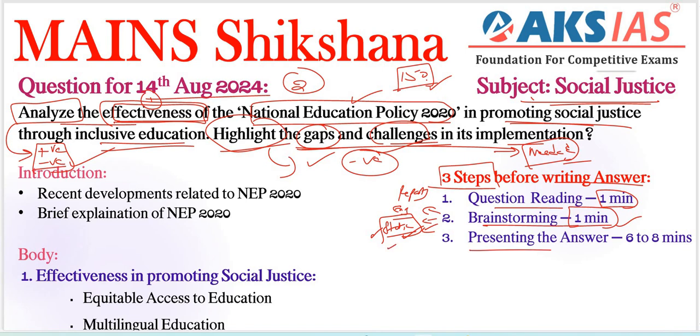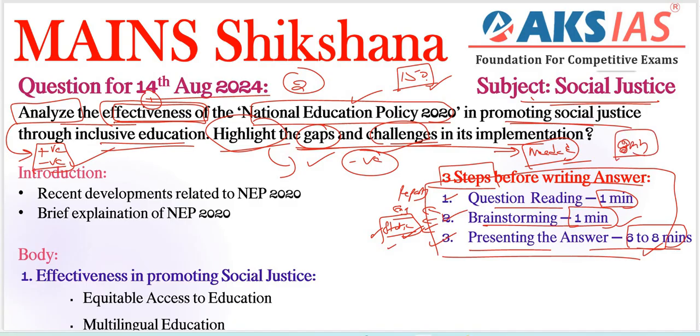Right? Next, presenting the answer. Here, the third step. In the third step, we can complete writing the answer within 6 to 8 minutes if we follow these 2 important steps. Okay, that is our goal, right? Completing within 8 minutes for a short answer. It is the main goal of our answer writing program, right? Let's start our approach for this question.